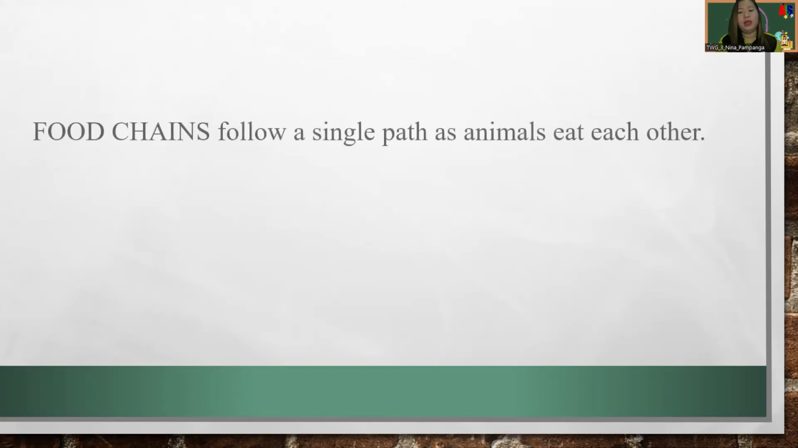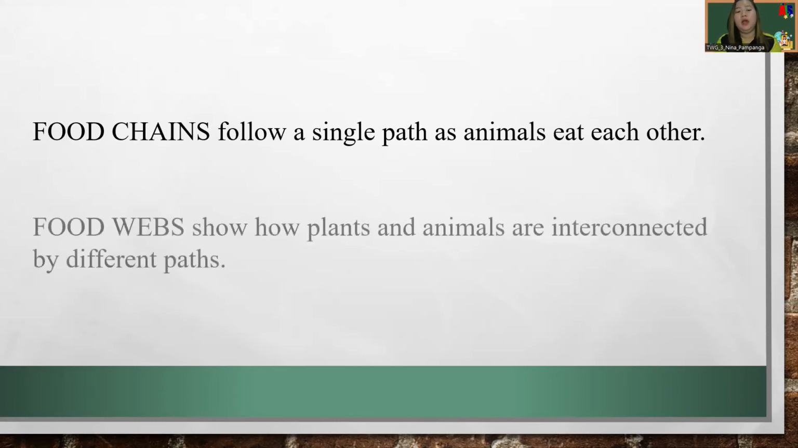Okay? And then next, let's have a quick review para malaman natin what is the difference of food chain and food web. So here, food chain follows a single path as animals eat each other. So, single lang siya. Okay? Single path lang siya. Meron lang siyang isang sequence. Okay? And then, food web shows how plants and animals are interconnected by different paths. So, napakadali lang pala, Pam, na i-identify si food chain at saka si food web.